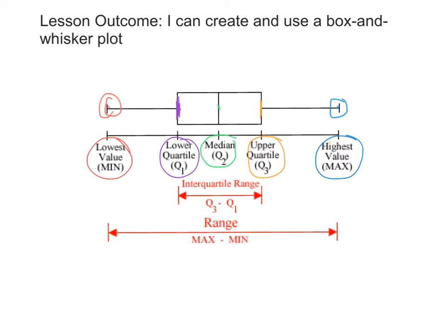Now there's also a couple other things on this screen that we're going to talk about sometimes, and that's the interquartile range. If you take the Q3 value, the upper quartile, and you subtract the Q1 value, the lower quartile, you'll find the interquartile range. And then we know that the range of the entire set of data is whatever the maximum value is minus the minimum value. All right, let's take a look at an example.